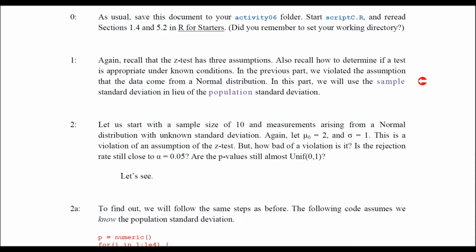In this part of the lab activity, we're going to violate the third assumption, and that's the assumption that we know the standard deviation. We're going to calculate the standard deviation from the sample, and we're going to use that. I mean, that pretty much makes sense. If you don't know the population standard deviation, why don't you use the sample standard deviation? Yeah, let's see if that works. Let's see if we're able to use that test.